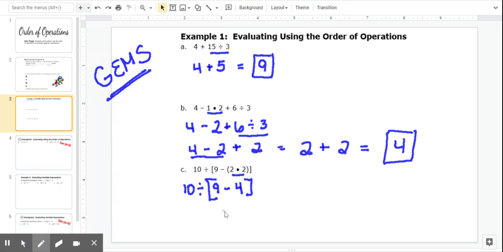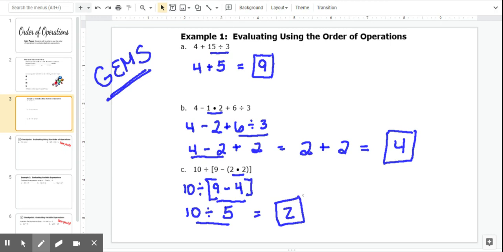9 minus 4 gives me 5. At this point, I can drop the brackets, but I need to bring down the remainder of the problem. So I bring down that 10 and that division symbol. No more grouping symbols, so that's done. E stands for exponents. We have no exponents. M stands for multiply or divide. I do have division here, so let's finish the problem. 10 divided by 5 just gives me 2.